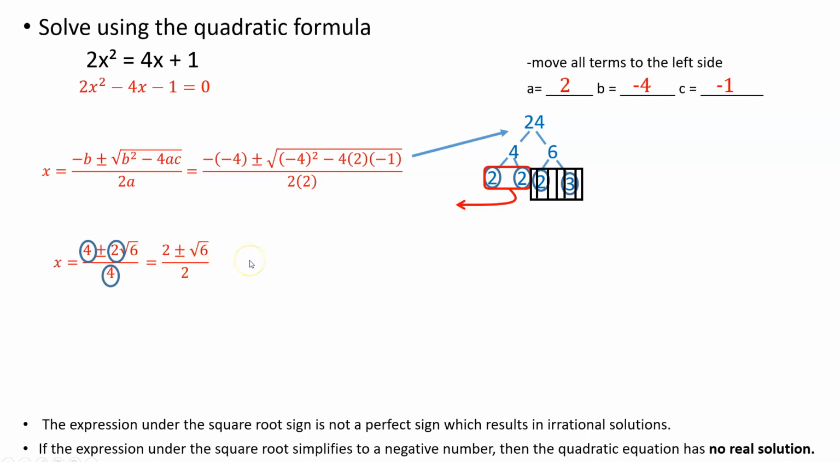Okay? If the expression under the square root simplifies to a negative number, then we have no solutions. So that's why you always do this part first.